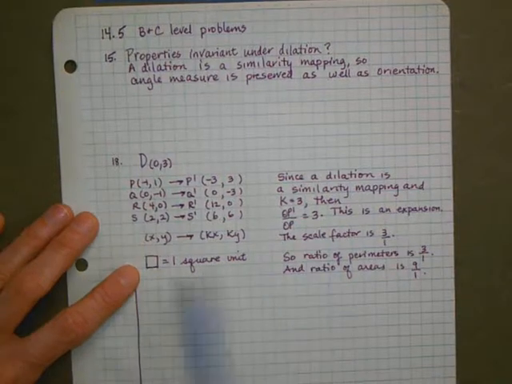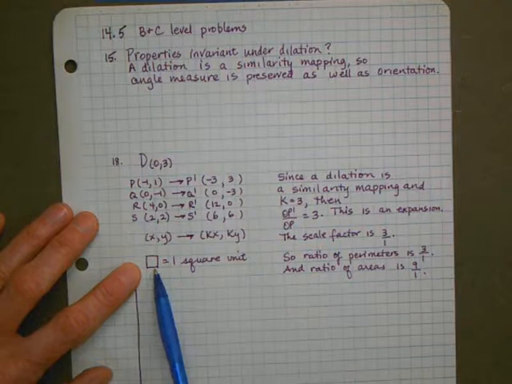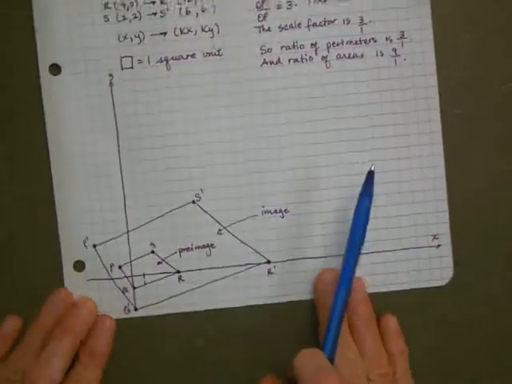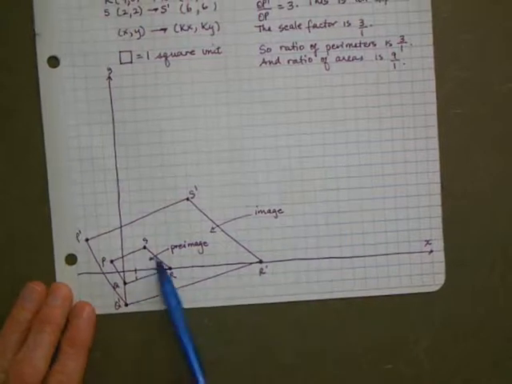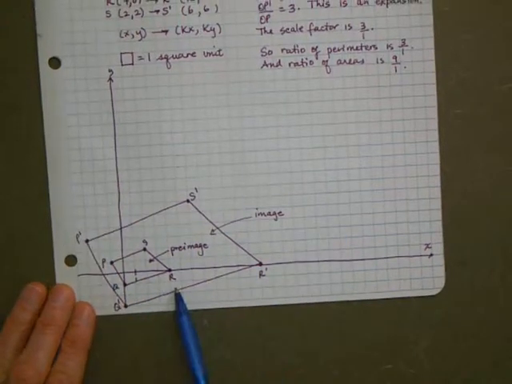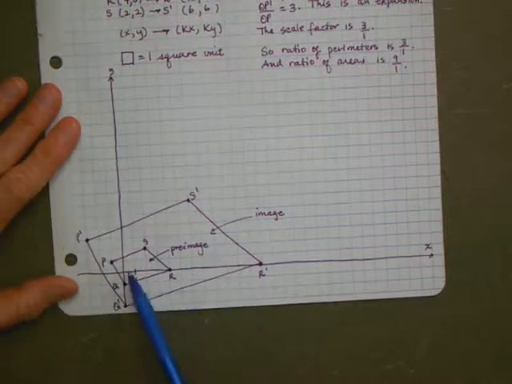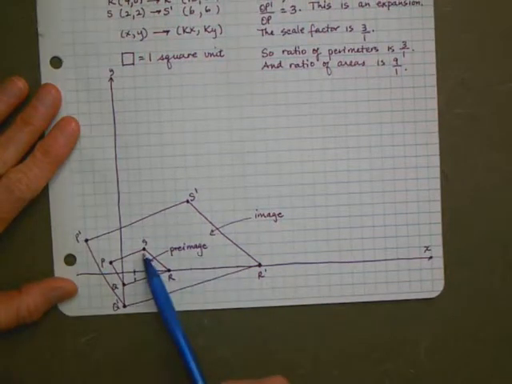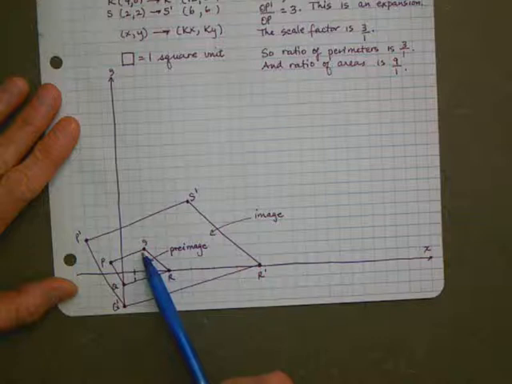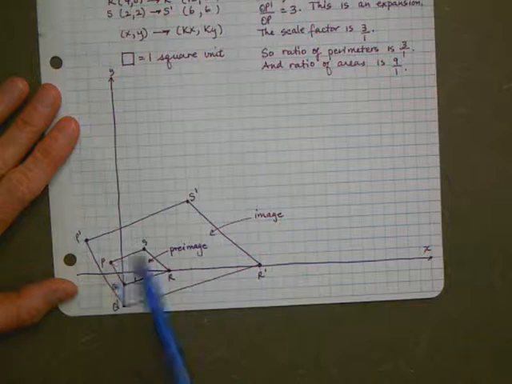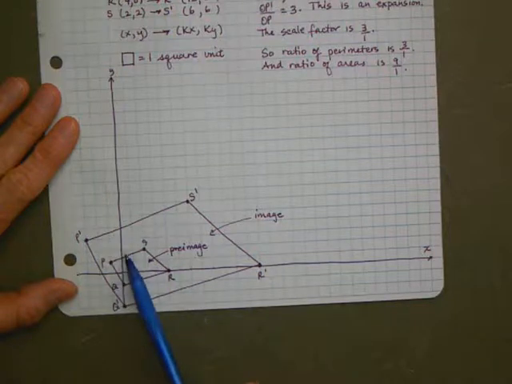All right, now here's my picture. One box is 1 square unit, and I graph the pre-image, which I've already done, and here's the image. So what you can see is that the image has been blown up by a factor of 3. The angle measures are all the same because it's a similarity mapping, not a congruence mapping, but this side, P prime S prime, is 3 times as long as this side, PS. So you can see here really obviously that distance is not preserved.